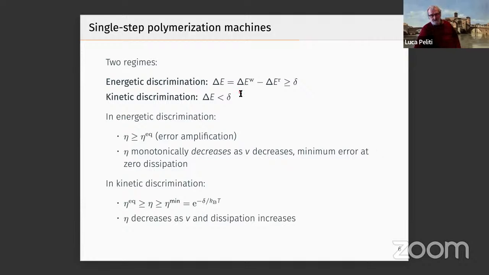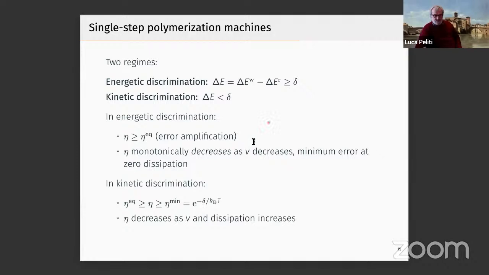The other possibility is that, delta, I remind you, is the difference in height of the energy barrier between the wrong and the right monomer. So if this difference in energy is larger than the difference in the height barrier, then we call this an energetic discrimination. We see that this is one regime, and then the other possibility is that the difference in energy is less than the difference in height barrier, and you have a kinetic discrimination.